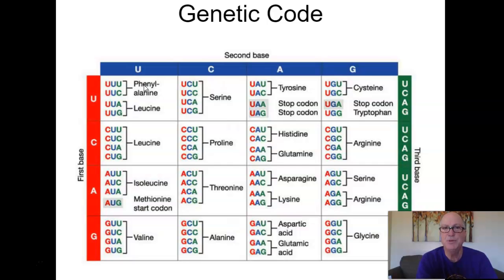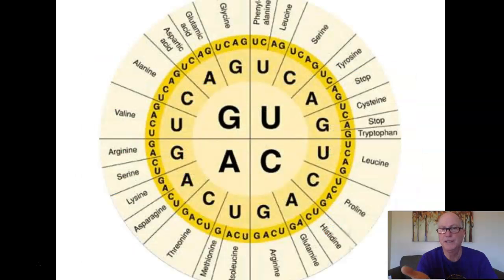Now, if you prefer the wheel code, I like that better. If you'll notice, it's easy. You start in the middle, work your way out. So if you had UUU as a codon, then you start in the middle, U, work your way out, U, U. It's still phenylalanine. It gives you the same answer. If you like this code table better, I've put a copy of it in the day 5 folder as well.